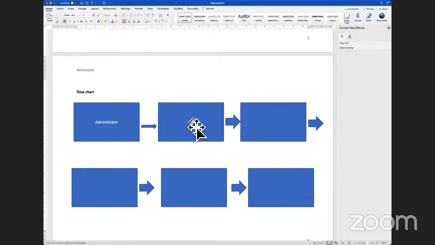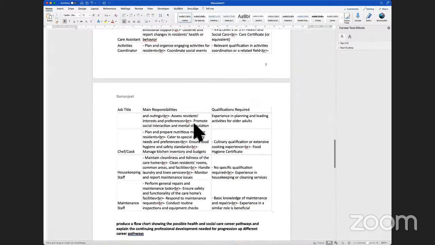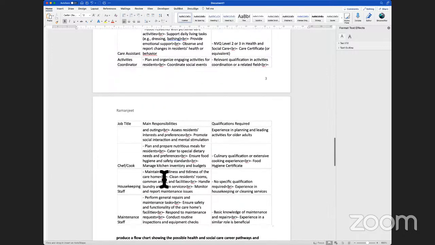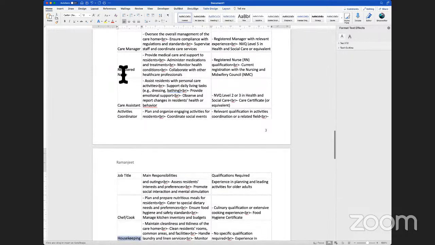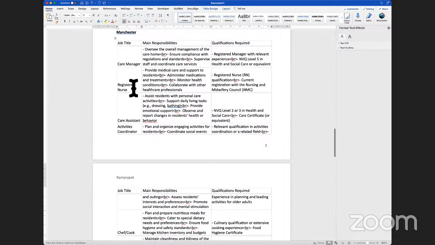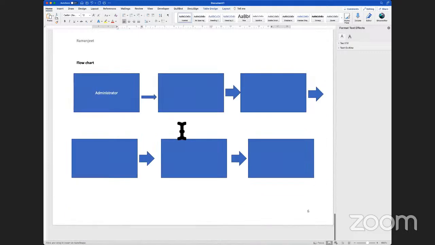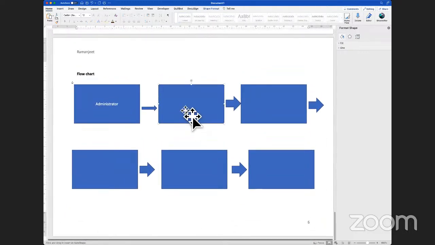Right now from the administrator, so what I'm going to use is this part here. So if you started building your career, starting with housekeeping staff, then you move to the activities coordinator, the care assistant, you start doing a course in health and social care, and then you slowly and gradually become a health and social care worker. And that would basically be shown here.